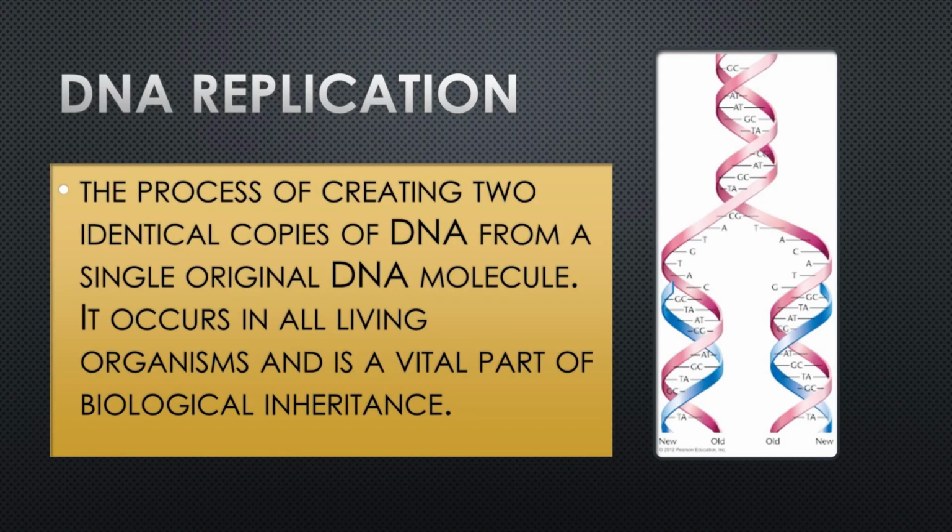Okay, so let's start. What is DNA replication? DNA replication, class, is the process of creating two identical copies of DNA from a single original DNA molecule. It occurs in all living organisms and is a vital part of biological inheritance. Meaning, class, DNA replication is a process of forming a newly synthesized DNA molecule from the parent strand. As you can see in the picture, the upper part is the parent strand. At the end of DNA replication, along its steps, we can produce another duplicated strand of DNA.